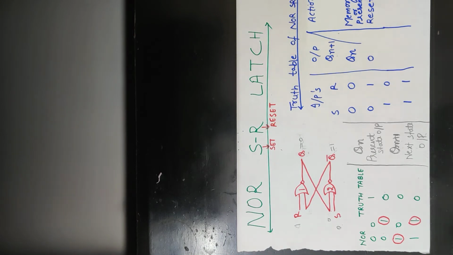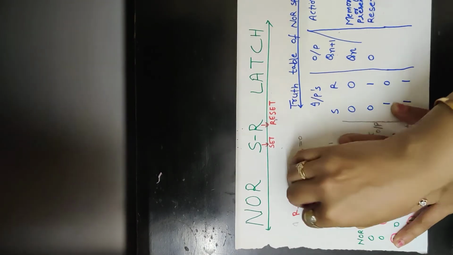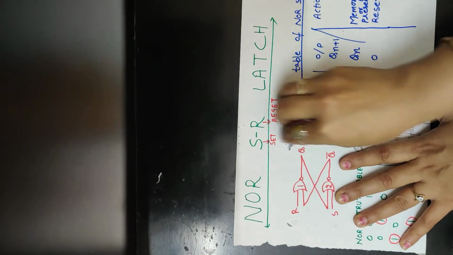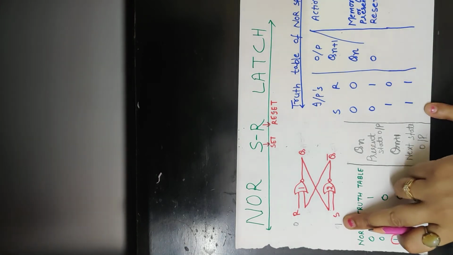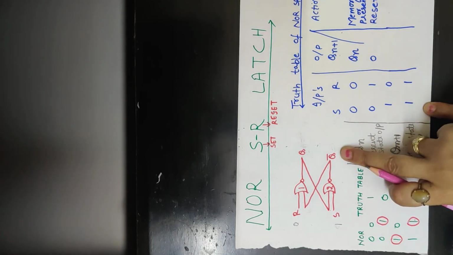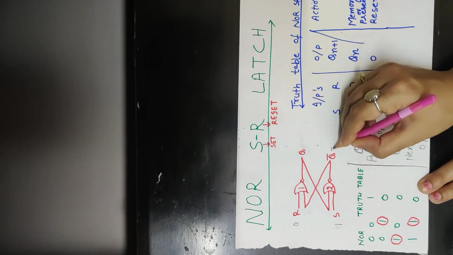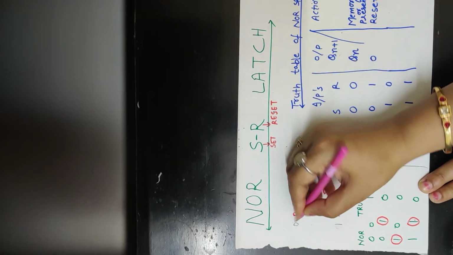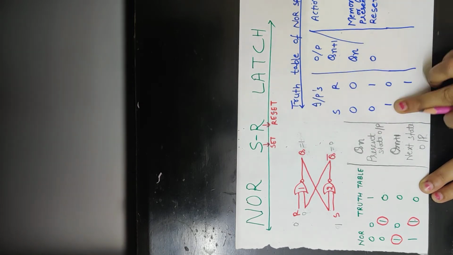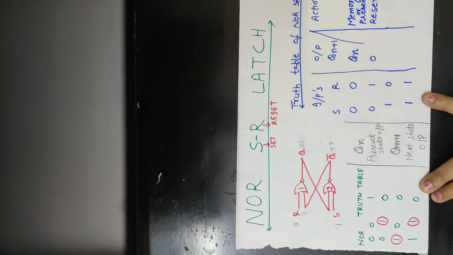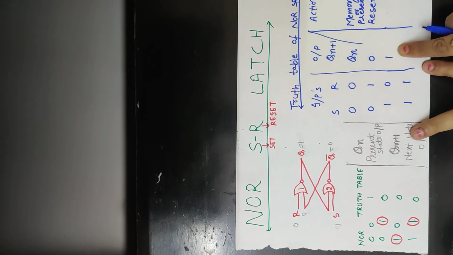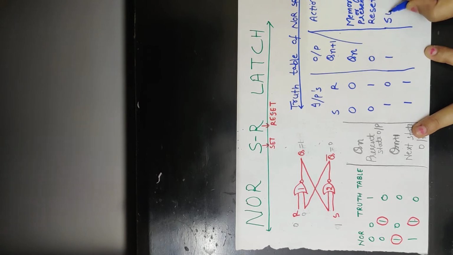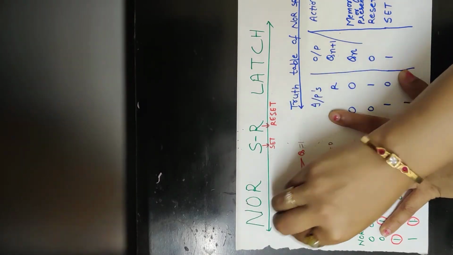Now the third input condition, when S is 1 and R is 0. In that case, we know that if any of the inputs is 1, the corresponding output will always be 0. When this 0 comes here, both the inputs are 0, so the output will be 1. So when S is 1, R is 0, output Q switches to 1. So this becomes 1, and whenever the output of the flip-flop is 1, that state is said to be the set state. Clear?